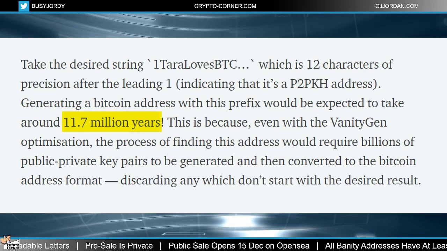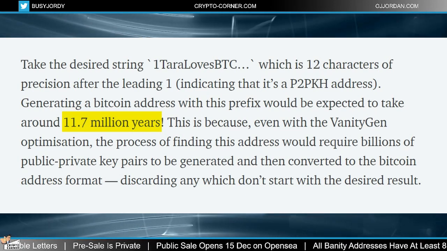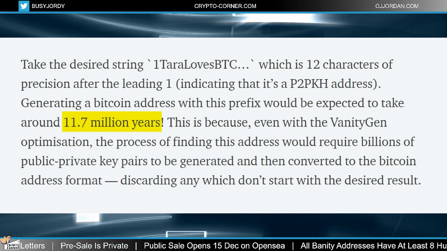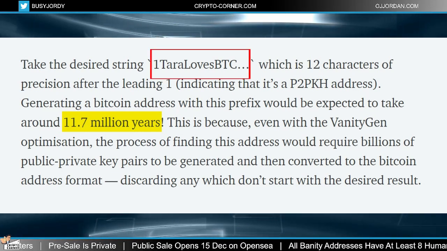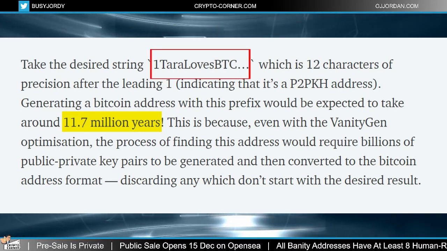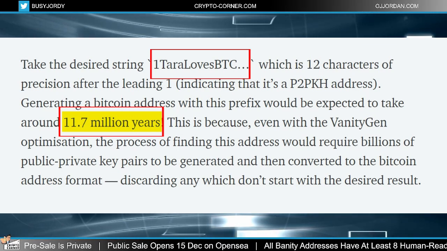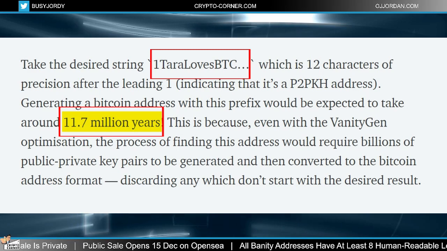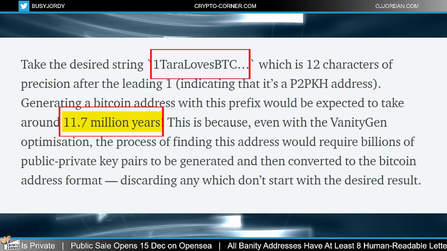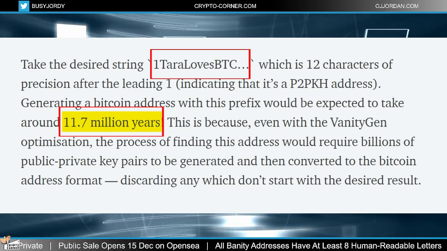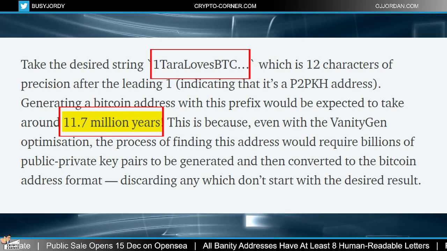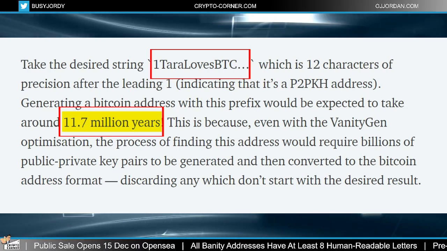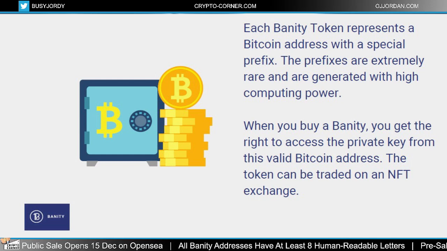According to a blog I found by programmer Tara Anison, an example she gives here about an address starting with this prefix would take around 11 million years to generate. This is because the process of finding this address would require billions of public and private key pairs to be generated and then converted to the Bitcoin address format, discarding any that don't provide the desired result. Each public address is linked to a private key, so you're really generating this as a pair.